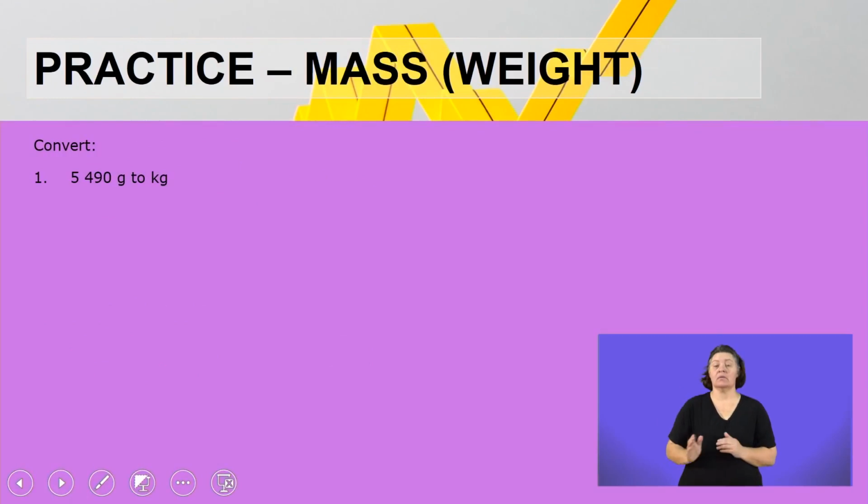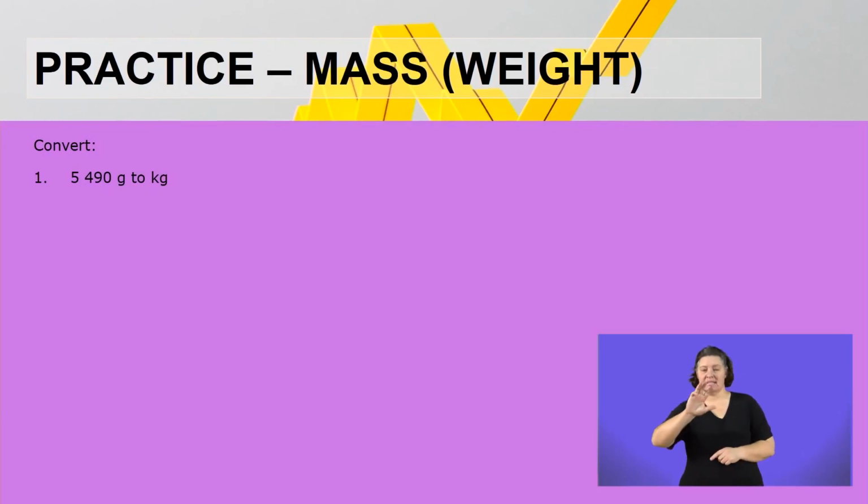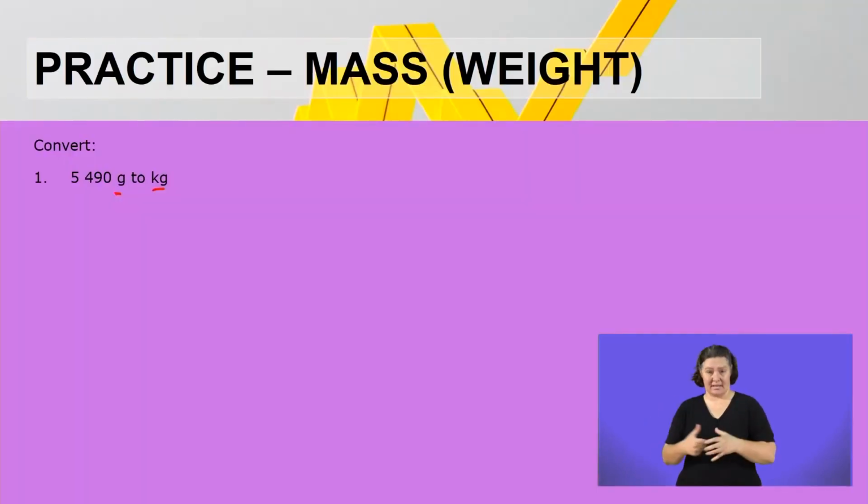Now moving on, I'll be looking at mass, right? So we are looking at weight. I'm saying convert 5,490 grams to kilograms, right? So it's gram to kilogram. So am I converting small to big or big to small? In this case, it's small to big, right? So therefore, I'll divide. So my calculation here, I'll say 5,490, and I divide that by 1,000.